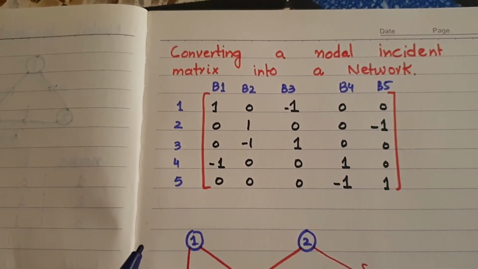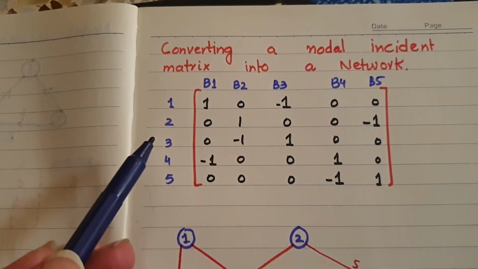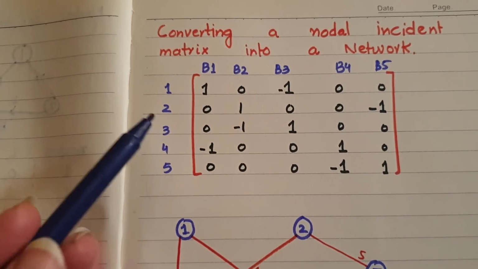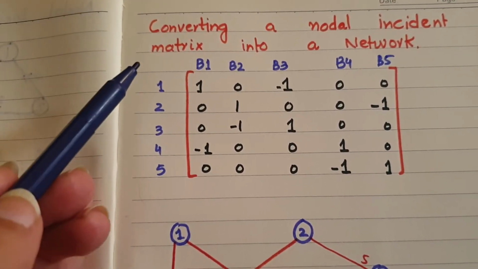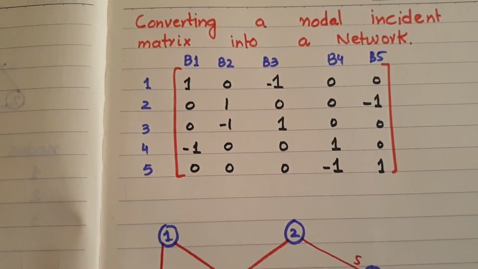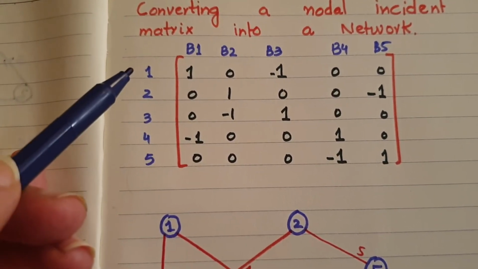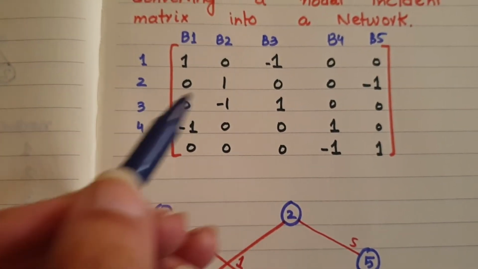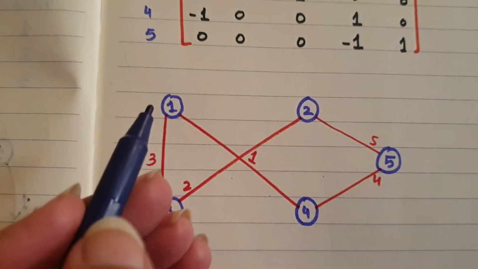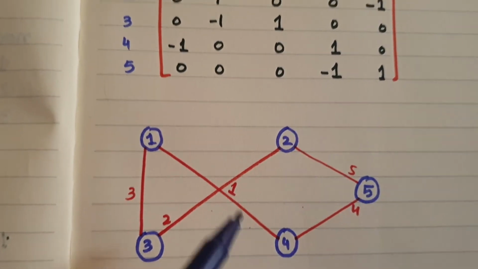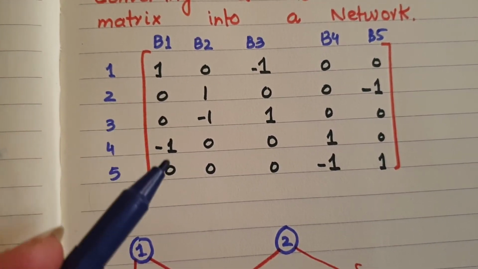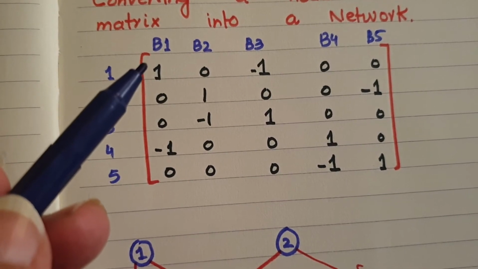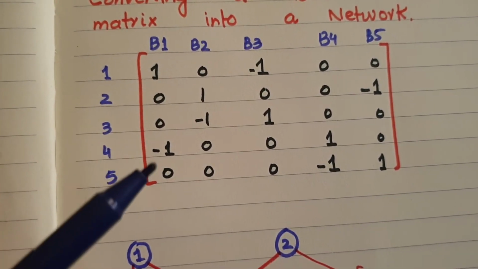Now let's consider an example where we have a nodal incident matrix and we want to reconstruct our network. As we know from the previous slides, the nodes are marked vertically while the branches are marked horizontally. There are 5 nodes and 5 branches, and I have written those nodes and branches randomly. The next task is to construct the branches between the nodes, and the procedure is to construct a branch between the nodes where the entries have been marked as 1.